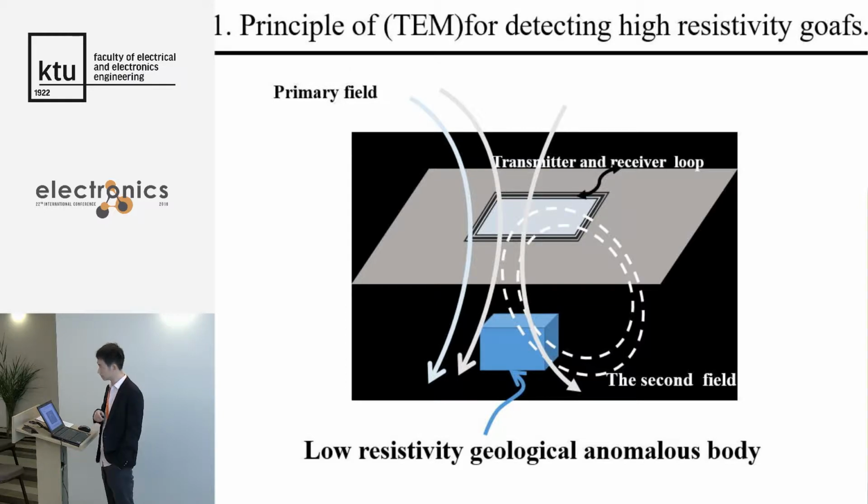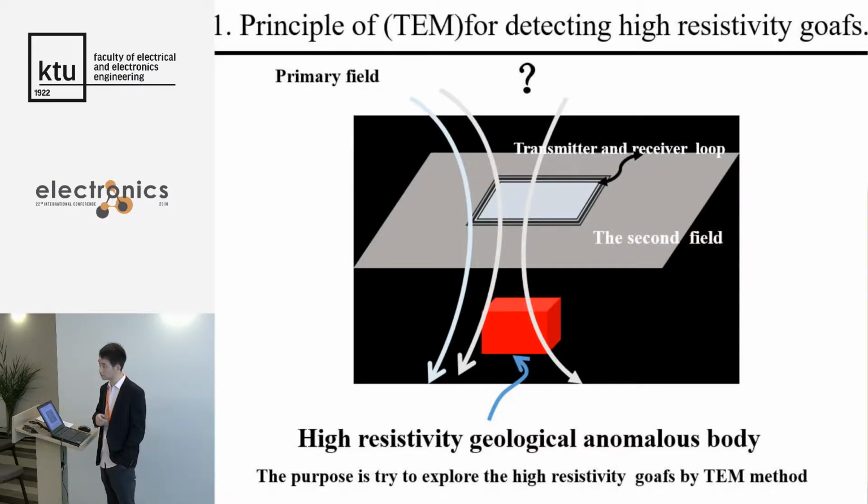Traditionally, the TEM is used to detect low resistivity goaf. So this paper will mainly focus on how to detect high resistivity goaf. That's the main part.